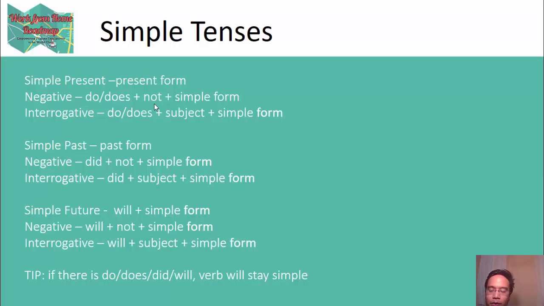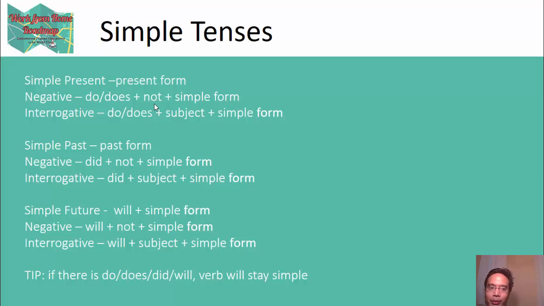Just a quick recap. For sentences in simple present tense, just use the present form of the verb, which can be singular or plural depending on the subject's plurality. To form the negative form of a sentence, use do or does, depending on whether the subject is singular or plural, plus not, plus the simple form of the verb. And just as a reminder, the simple form of the verb is the verb that just ignores plurality. So if we're using the form wash, you don't change it into washes. You just keep it as the simple form, which is wash.